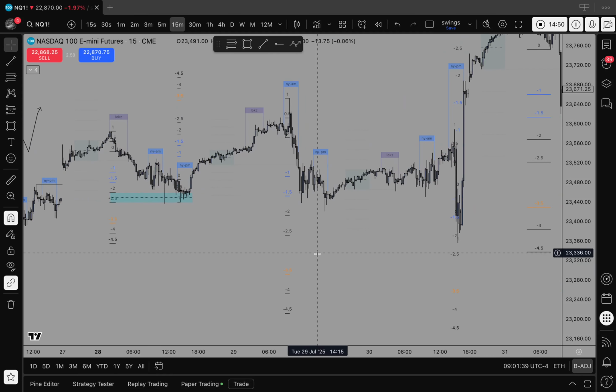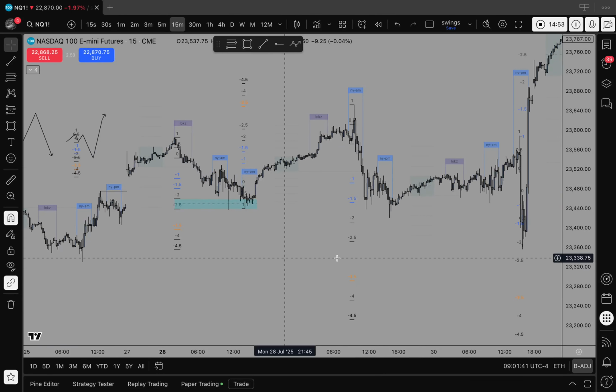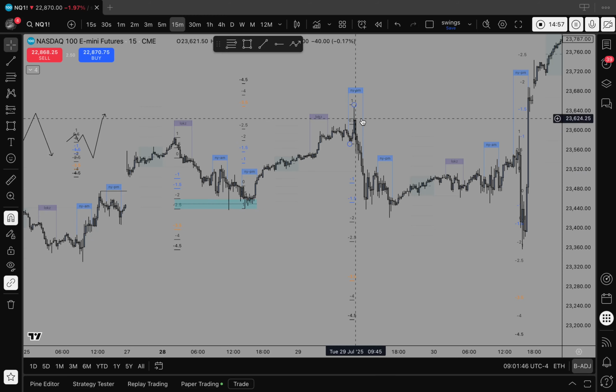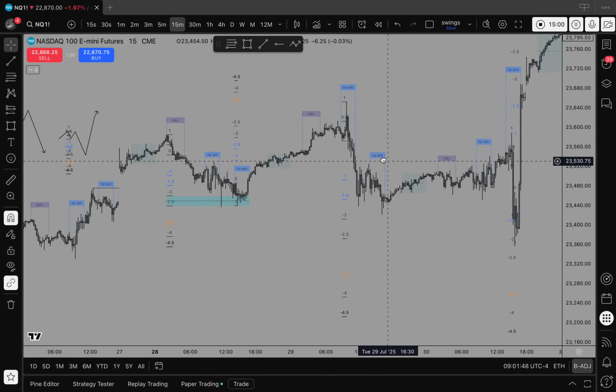I think we created an SMT far right here, like maybe with this low. Obviously, as I said, SMT moves the market. So without SMT, we're not going to have any trades.